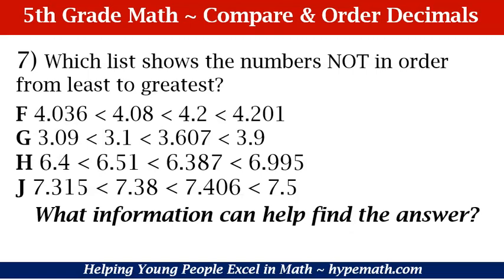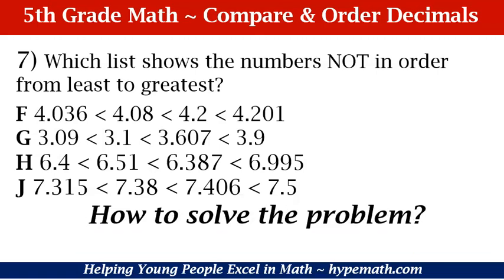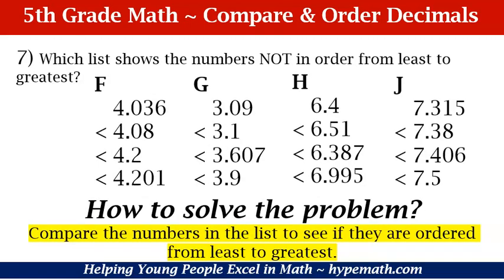What information can help us find the answer? The information that can help us find the answer is the list of numbers that must be in order from least to greatest. How do we solve the problem? In order for us to solve this problem, we must compare the numbers in the list to see if they are in order from least to greatest.